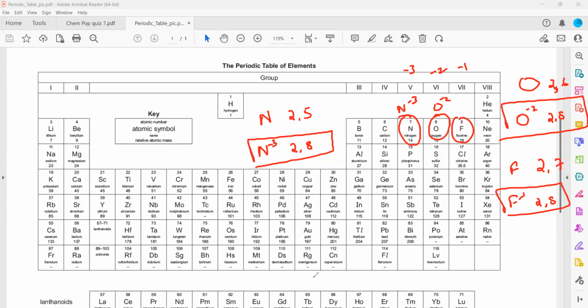What about carbon? Carbon usually does not form ions, like it does not gain electrons easily. It prefers, like group 4 elements, to share electrons rather than transfer or gain electrons. That's why.